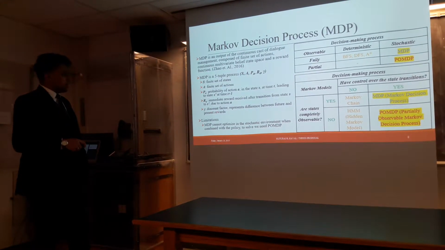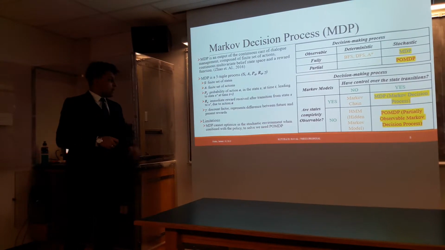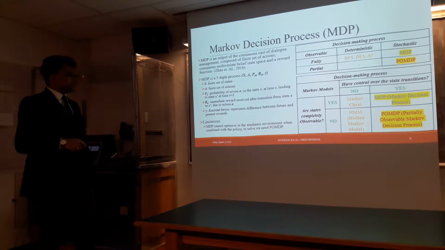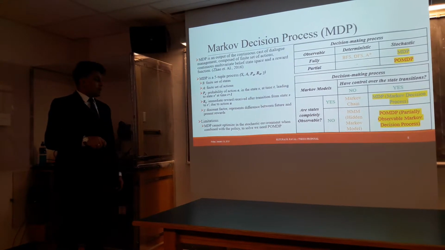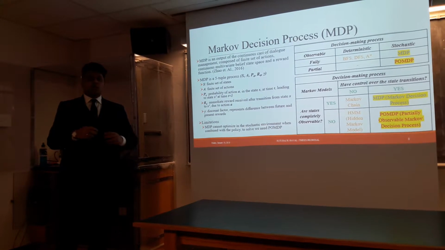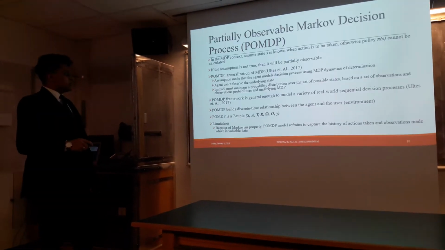Then the next is gamma, which is the discount factor, which helps in maximizing the future sum of rewards. And the limitation of MDP is that it cannot optimize in a stochastic environment, because when it comes to the policy, we need the POMDP to work with the uncertainty. So, talking about the background and the literature.